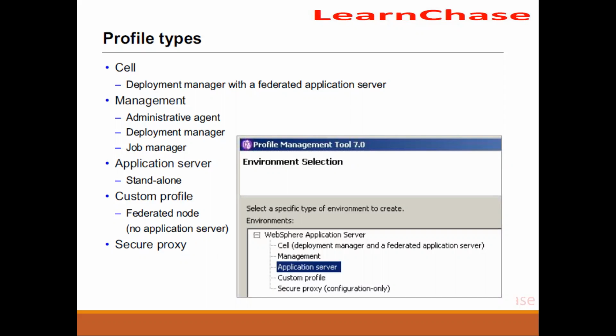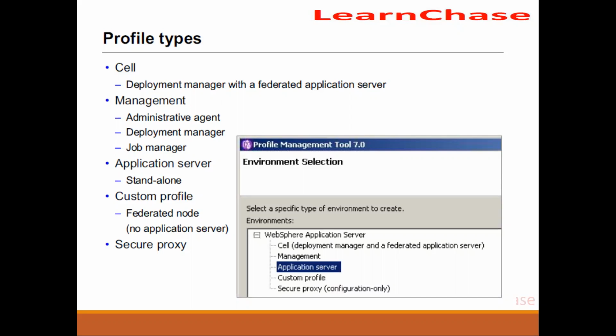What is meant by cell profile? Where can we use this cell profile? A cell profile actually contains two profiles in one. You get a deployment manager profile and a federated application server profile. You have a choice of whether to install samples and the default application. The default application provides an application server called server1 and an enterprise application called default application. Both the samples and the default application provide servlets that you can run in a web browser to test your installation.